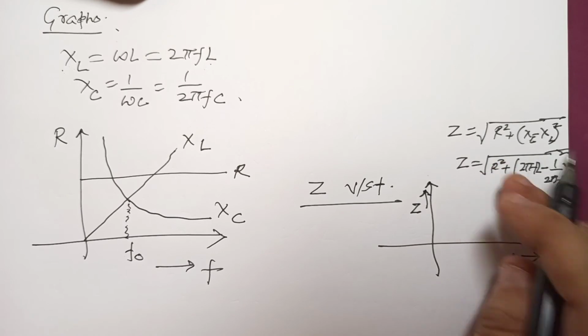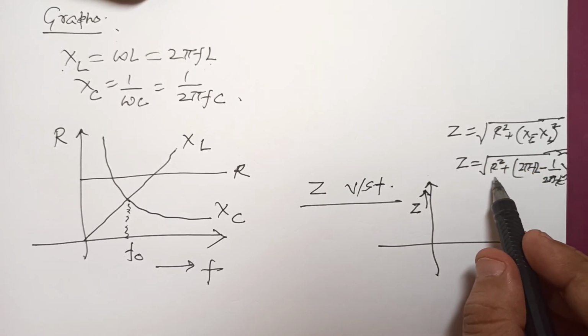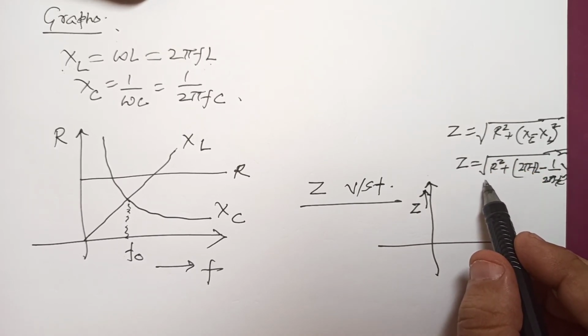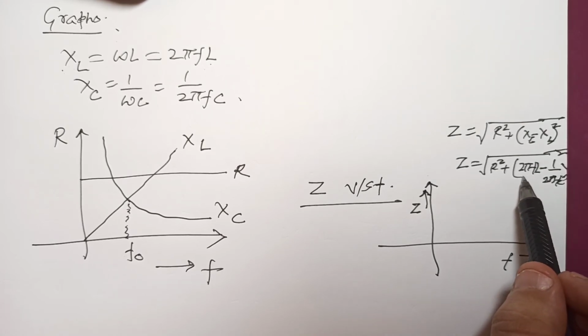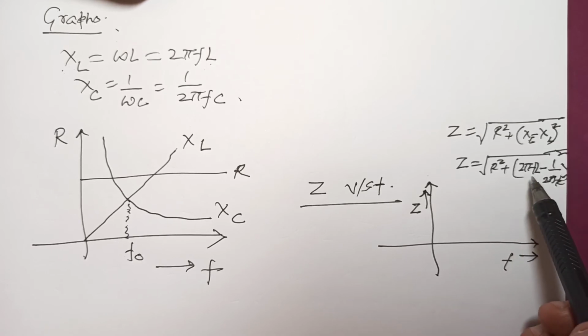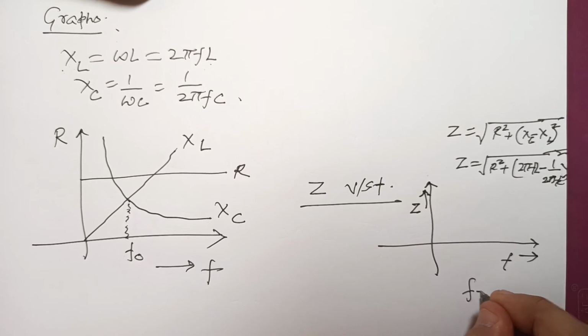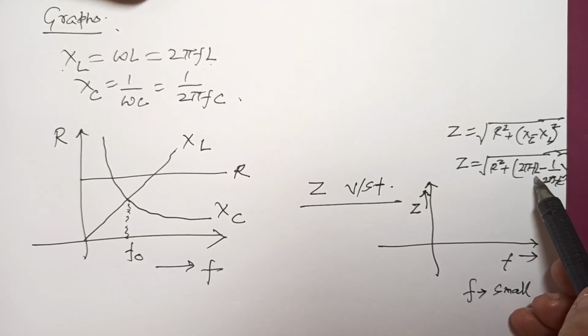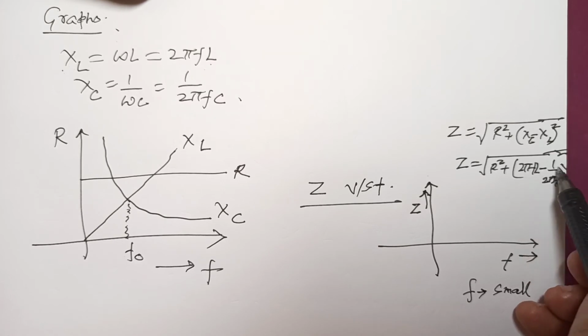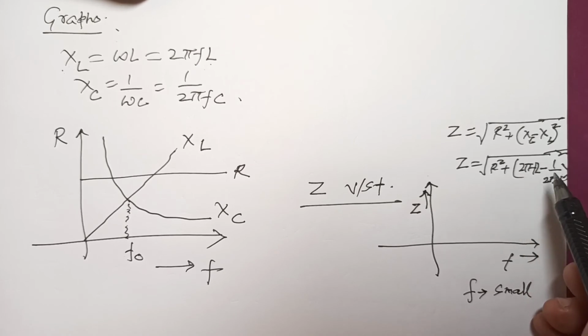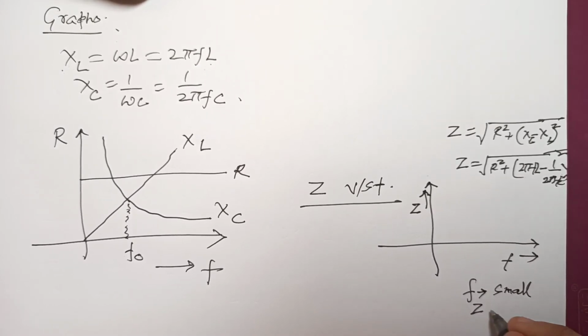Now, one thing you have to note down here. In this case, if F becomes small, then the XL term becomes towards 0, but the XC term goes to infinity because it is 1 by 2 pi FC, right? So this whole becomes too much, correct? So Z becomes large.